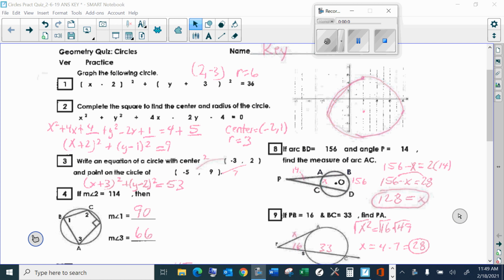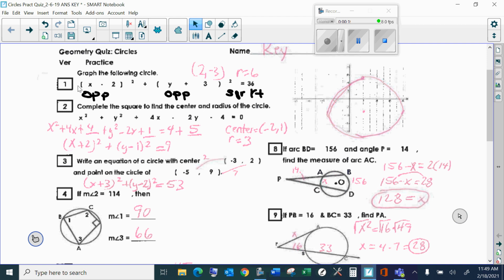Okay, let's go ahead and go over the practice quiz here. Graph the following circle. We should know the three words of opposite, opposite, and square root when they give us an equation of a circle in standard form. Remember, that's called standard form.